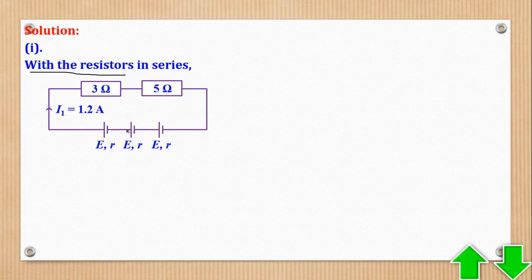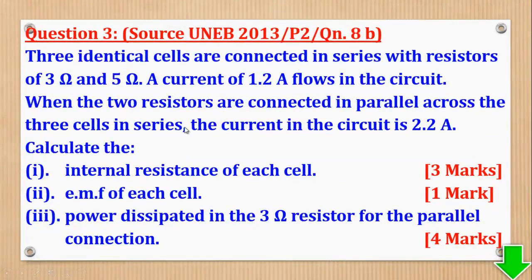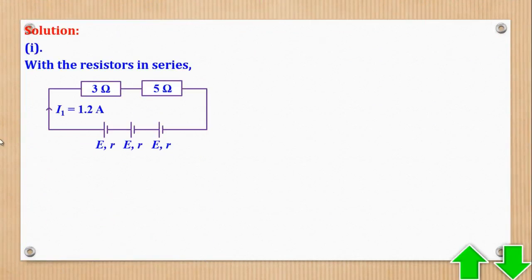They told us when they are in series, what happens to the current? When they're in series, the current is 1.2 ampere, and when they're in parallel, the current is 2.2 ampere. That is why you are seeing us put here I1 equal to 1.2, because it is the total current from these cells through these external resistors.